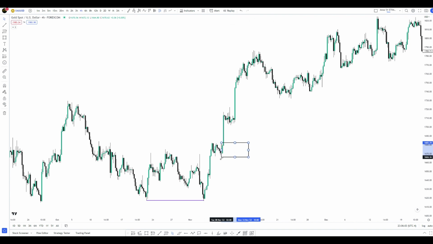So this is the A, B, and then we have the continuation. So now here we have another continuation. The pullback's finished over here. Once this candle goes up, it's finished. So now we have a continuation. This candle's bottom, high and low, is protected.